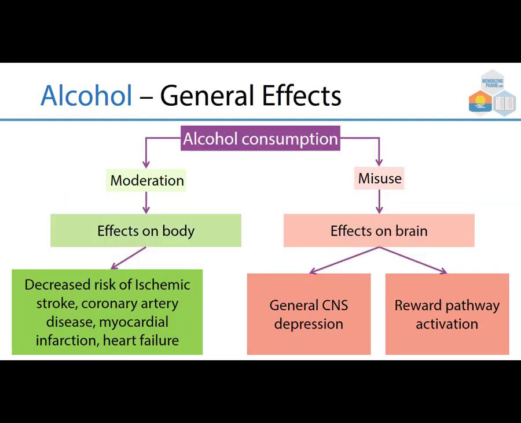What happens with alcohol? Well, if we're doing it in moderation, the effects on the body are a decreased risk of ischemic stroke, coronary artery disease, myocardial infarction, and heart failure. You may have heard that a couple of drinks is protective for your cardiovascular system. However, it's very tough because alcohol can be addicting. The misuse effects on the brain are generalized CNS depression, and it activates the reward pathway, which feeds into wanting it over and over again. So what happens with certain blood alcohol levels?